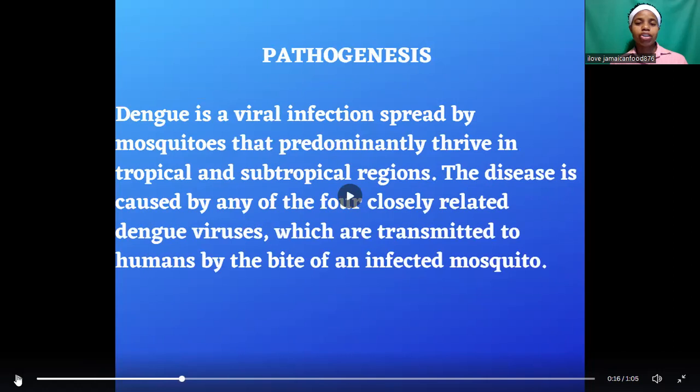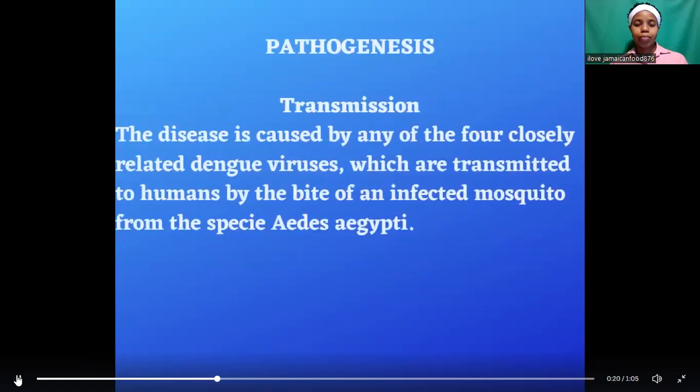Dengue is a viral infection spread by mosquitoes that predominantly thrive in tropical and subtropical regions. The disease is caused by any of the four closely related dengue viruses, which are transmitted to humans by the bite of an infected mosquito. Transmission. The disease is caused by any of the four closely related dengue viruses, which are transmitted to humans by the bite of an infected mosquito from the species Aedes aegypti.